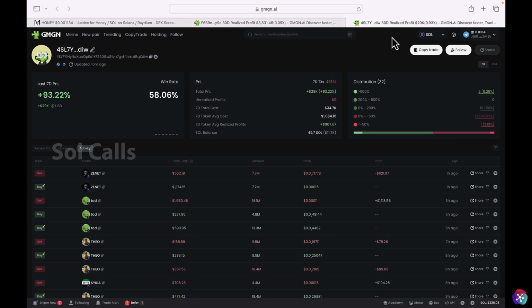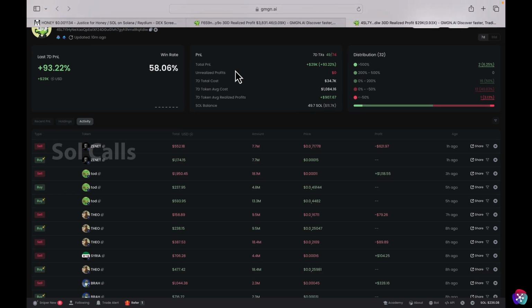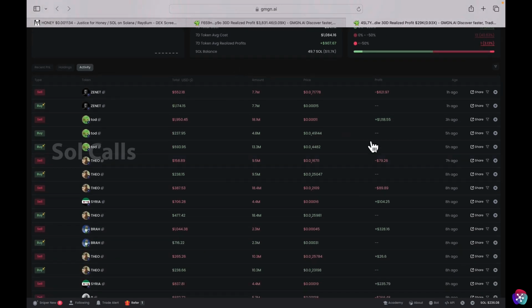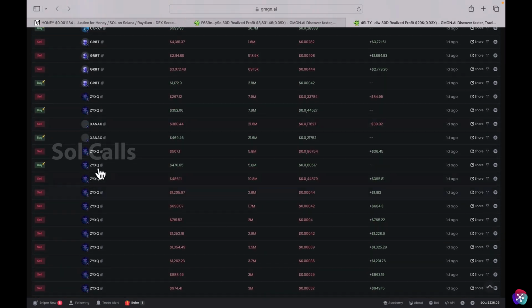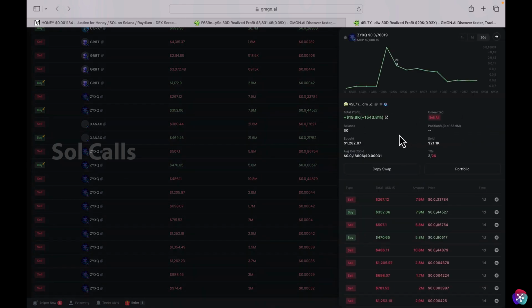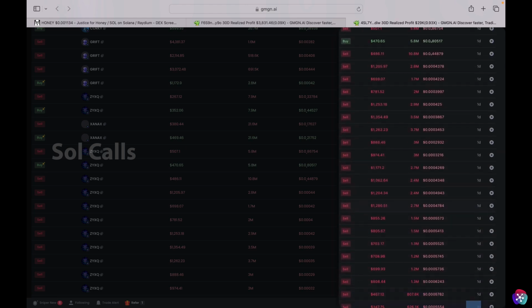Recently, I came across a very interesting wallet. His win rate is something around 60%, but he made a good profit. He doesn't have many transactions, but for example, as you can see in here, he bought this yesterday. He made 90 grand profit. He was quite confident in this token.